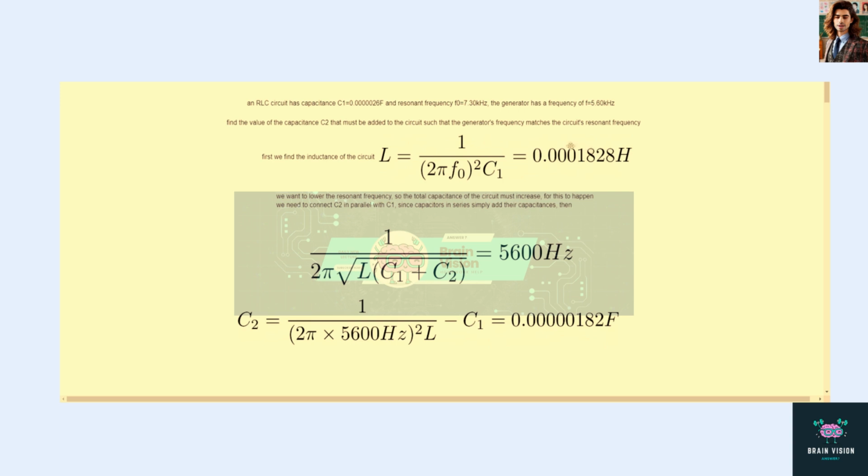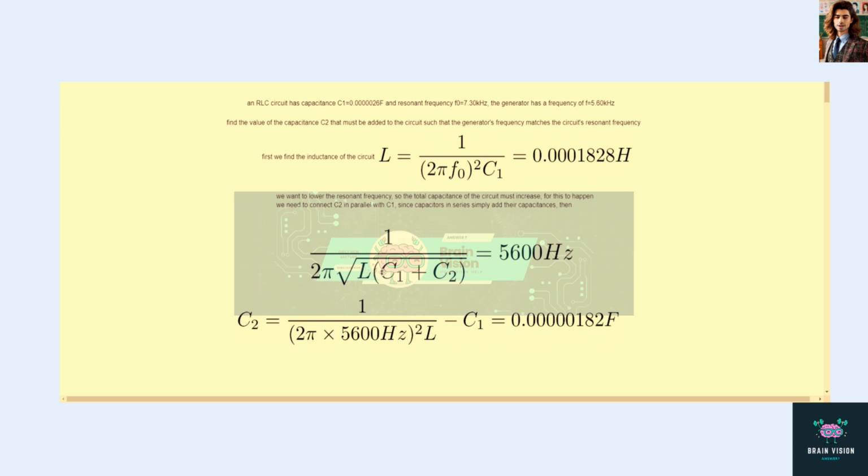Now, we want to lower the resonant frequency from 7.3 kilohertz to 5.6 kilohertz. Since we're lowering the resonant frequency, that means we must increase the total capacitance. In order to increase the total capacitance, we need to connect C2 in parallel with C1. This is because capacitors connected in parallel add their capacitances.